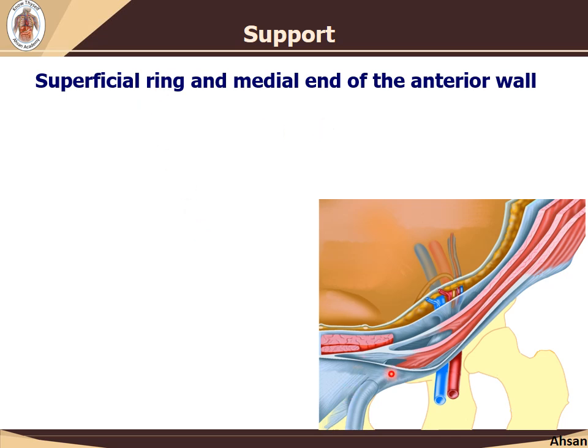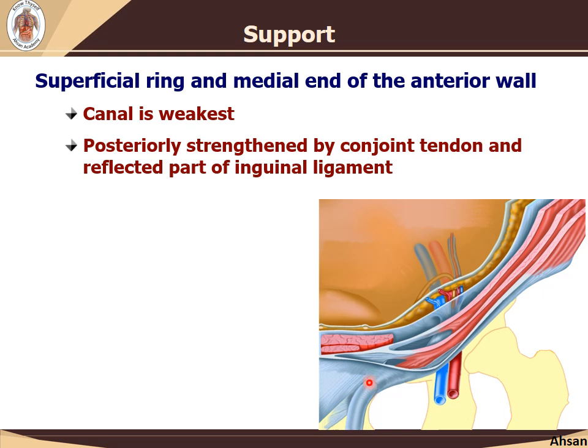The superficial ring is situated here, and if you look behind, this is a very weak area, but it is posteriorly supported by this tough structure. It is called the conjoint tendon. You can see this one is the internal oblique muscle, and this one is the transversus abdominis. The two muscles arch over, forming the roof, and then they fuse together to form this conjoint tendon that inserts into the pubic crest, pubic tubercle, and pubic symphysis area. So this is a very strong posterior support to the superficial inguinal ring.